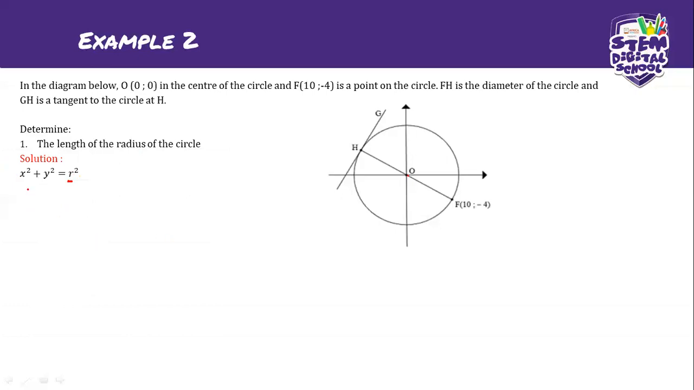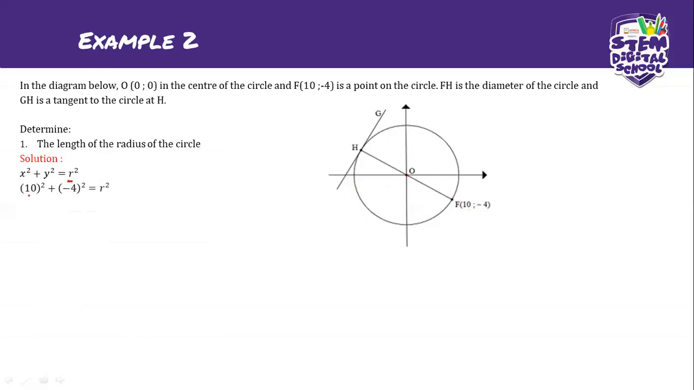Now, if you remember the previous example that we did, I said that for x and y, where are we going to get those values? We are looking for a point on the circumference of a circle, any point. But in this case, they have only given us the point F there, which is (10, -4). Then you are going to use this point F for x and y in order for us to determine the value of r.